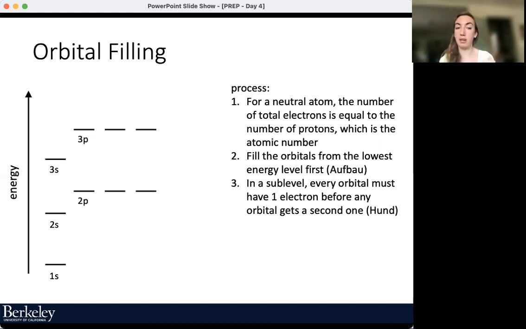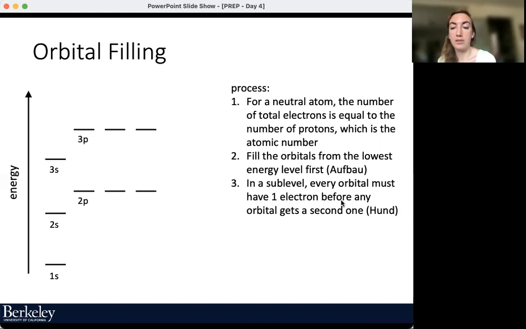And then we're going to fill the orbitals from the lowest energy first. So we're going to start at 1s, then go to 2s, then 2p, then 3s, then 3p. And as we're doing that, in a given sublevel, every bucket, every orbital must have one electron before any orbital gets a second electron.